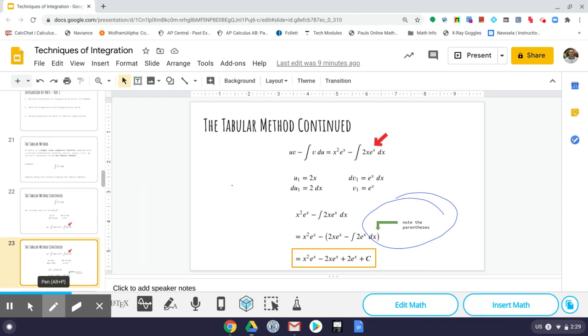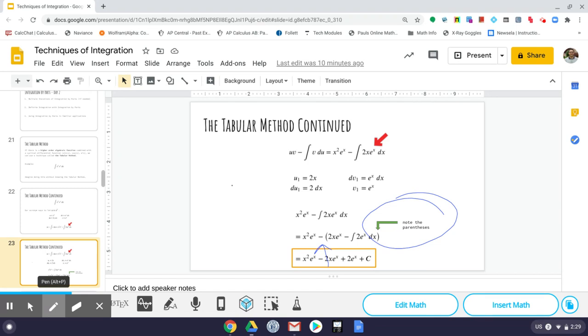So again, I did a second round of the integration by parts formula, which is inside of the parentheses. Therefore, I'm going to have to distribute this negative that I see right here into those parentheses. So it changes the signs of everything that's inside, right? So it will change the signs of everything there.